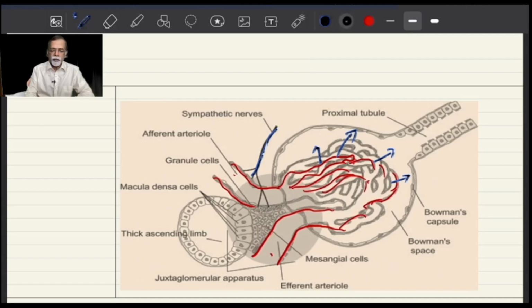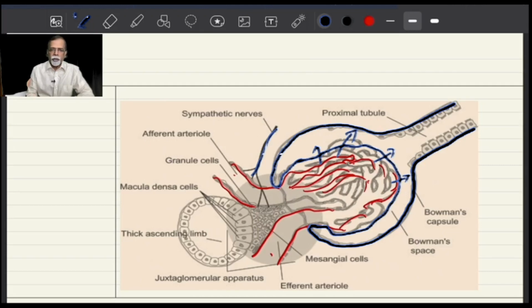The Bowman space is shown here. It has two layers. One is the visceral layer. So this is the visceral layer of Bowman's capsule, and it is continuous with the parietal layer, and that later continues as the proximal convoluted tubule. So around 180 liters of fluid is filtered every day, and that is reabsorbed from various parts of the tubules. Hope this point is clear to you.